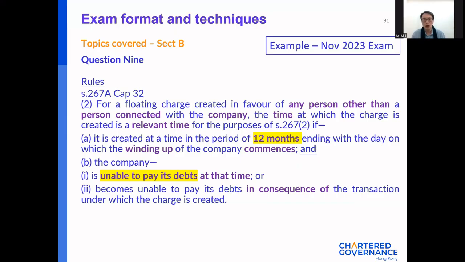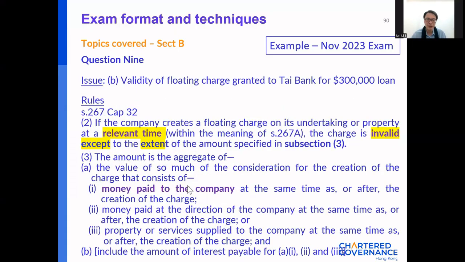Since it's a non-connected person, if during that time when you granted a charge, either your company was unable to pay its debts or because of the transaction your company became unable to pay its debts, then yes, it will be relevant time. In that case, the floating charge will be invalid unless you can satisfy the exception in subsection 3.